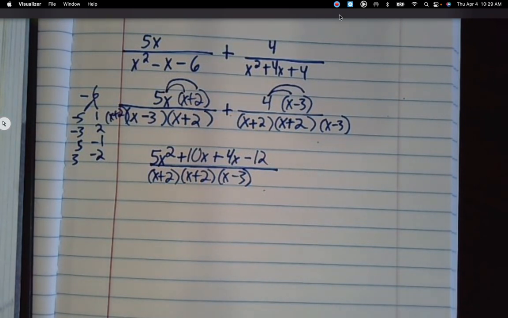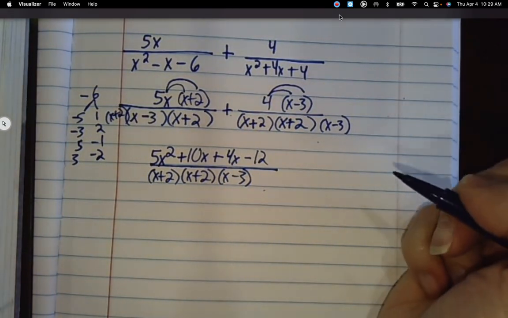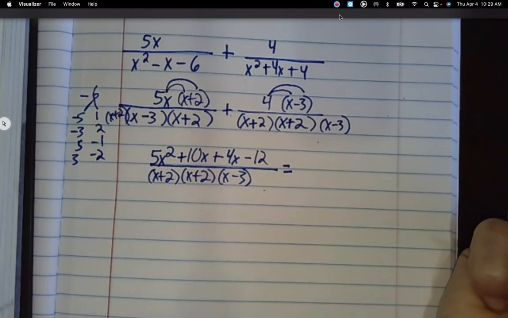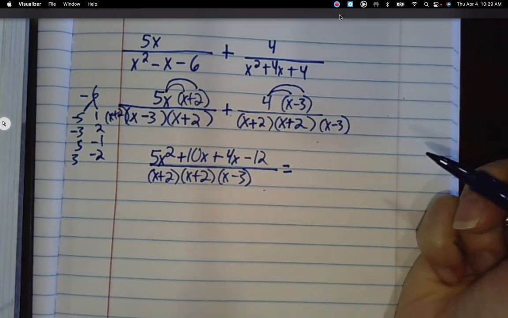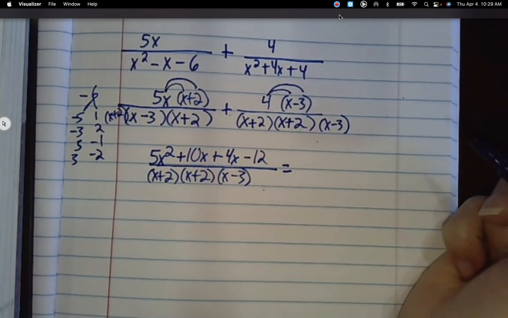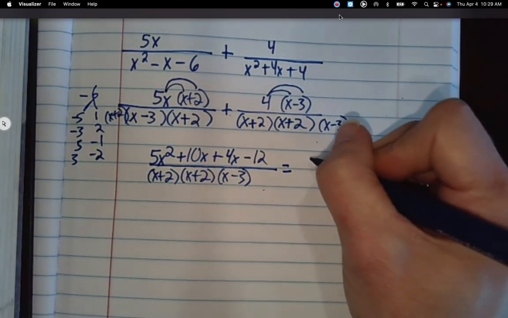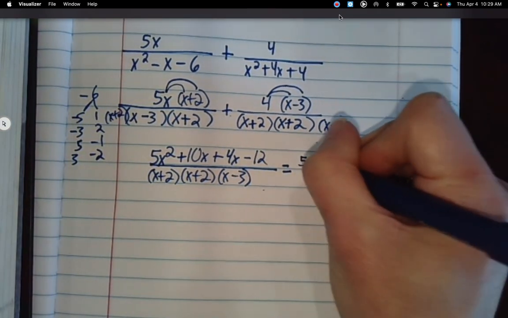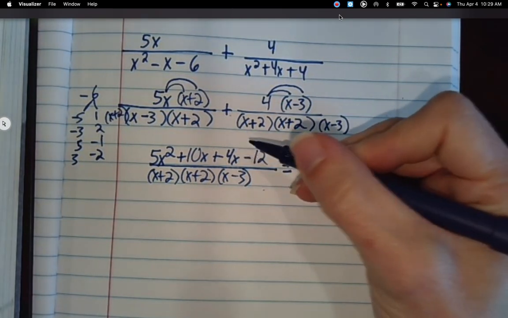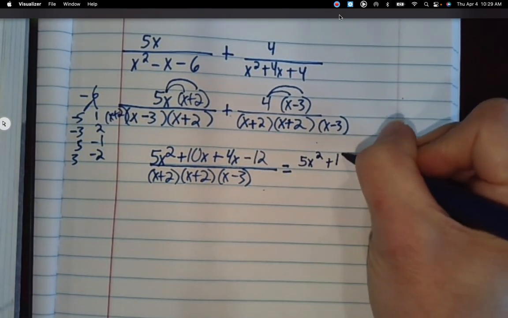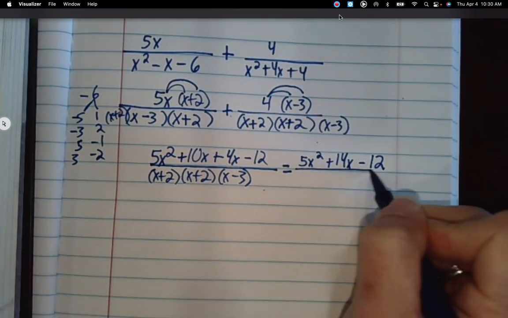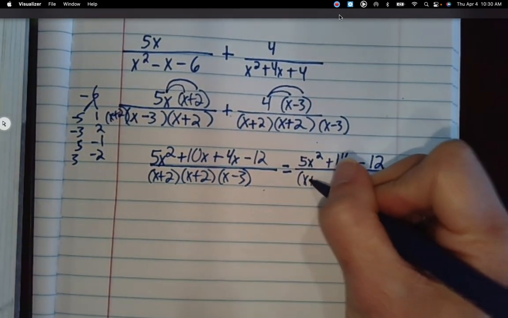Now, let's see. I'm going to combine what I can. Oh, is that awful? That's awful. Sorry, I didn't know what I got us into. Sorry, y'all. Okay. Can I combine the middle two? 5x squared. What's 10 plus 4? 14x minus 12. And then here's our denominator.